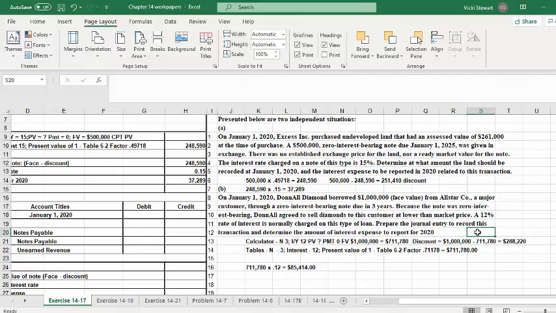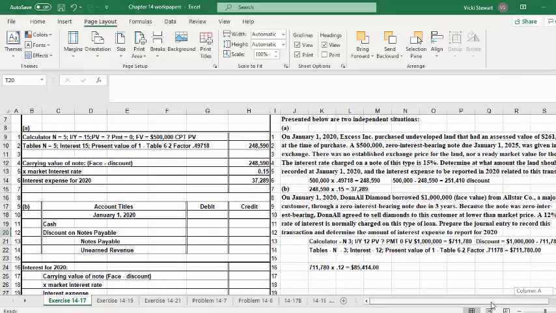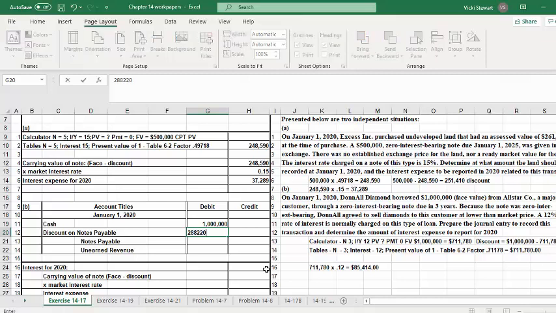So the face amount of the note is $1 million. The present value is $711,780. So that means we have a discount on the note of $288,220. So we can record this entry. We are going to receive the full $1 million. The discount on the note, as we calculated it, is $288,220. The note itself that we will have to pay back is $1 million.